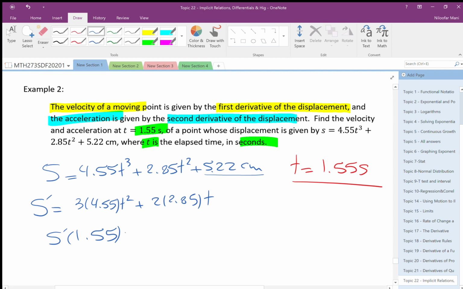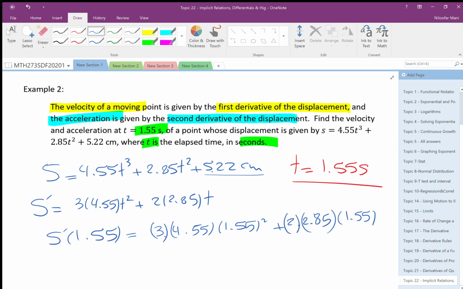So it means you have to substitute. So you have to do 3 times 4.55 times 1.55 squared plus 2 times 2.85 times 1.55. I don't calculate here because I want you to see what's going on. So here you just substitute.